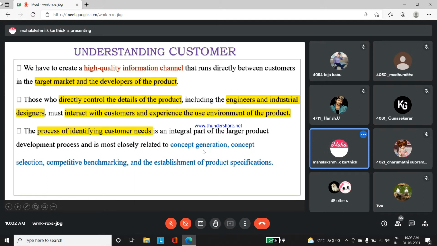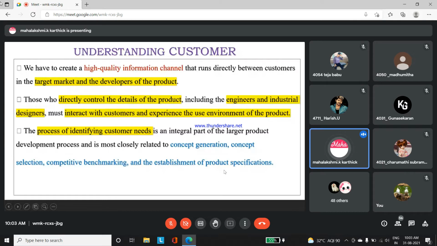Concept generation. If the concept is being generated properly with respect to the customer need, then it can be moved to the concept selection process. Then compare with the competitive benchmark products, where we have to meet their expectations of the competitive products a little bit. Then only we can satisfy the customer need.